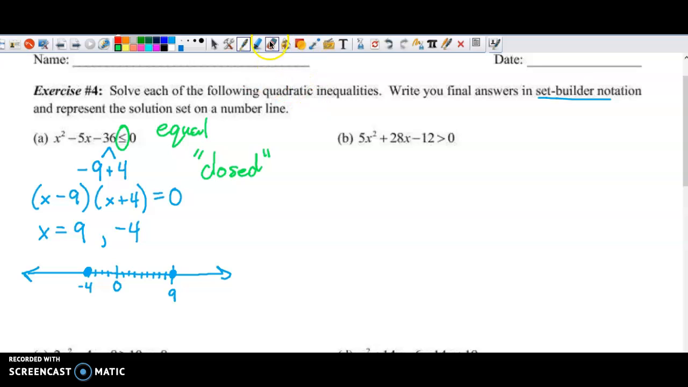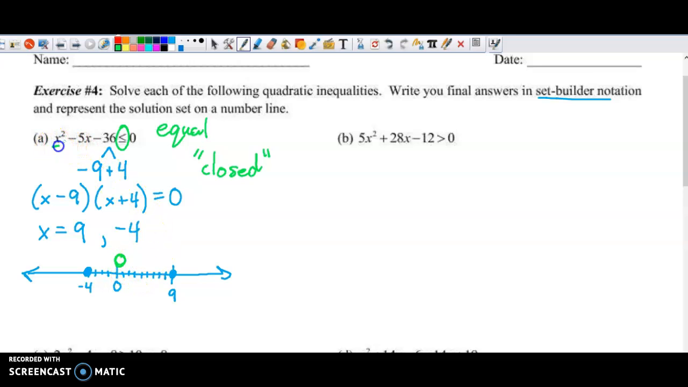C-L-O. Sorry, my handwriting's a little off here. So then you can test values. Now here's another trick: I've seen some teachers just test 0. You can't always just test 0, but it's either going to be points on the outside for this problem or points on the inside. So it either works for 0 or it doesn't.